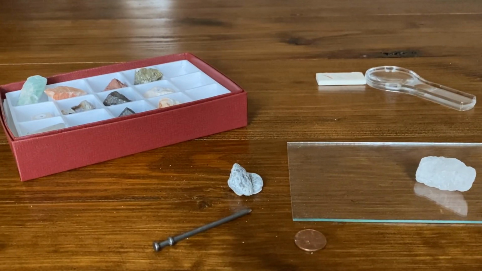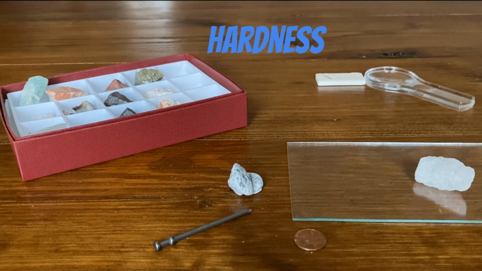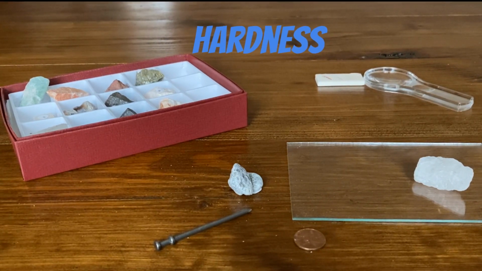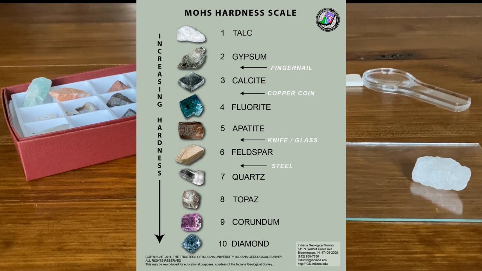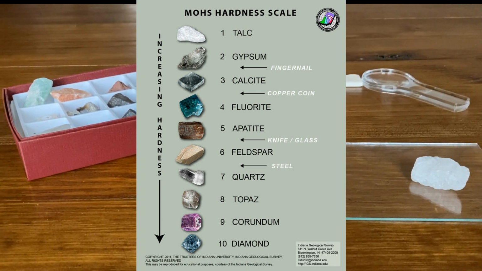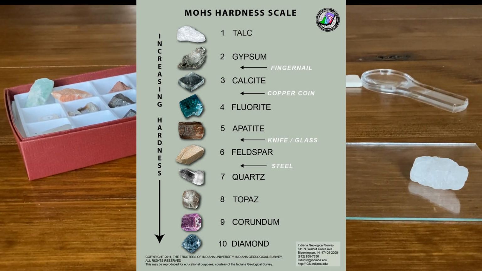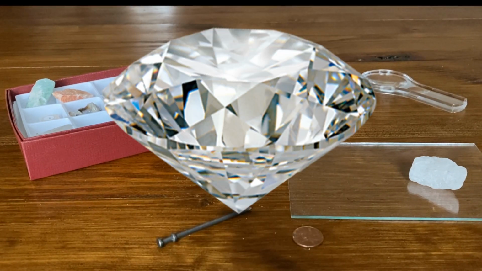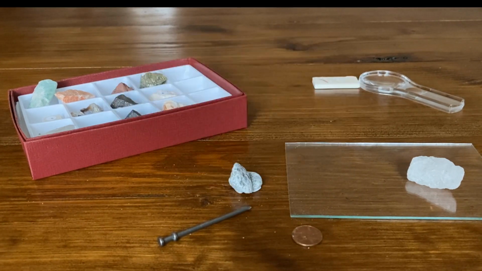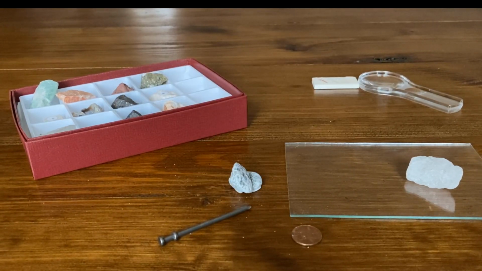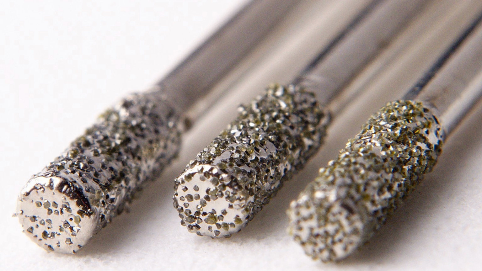Minerals can also be identified using a hardness test. Hardness is measured on the Mohs hardness scale, which ranges from 1, which is softest, to 10, which is hardest. Diamonds have a hardness of 10, meaning they're one of the hardest things out there and they can scratch just about anything. That's why they're often used in drill bits.